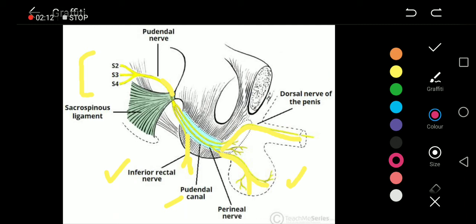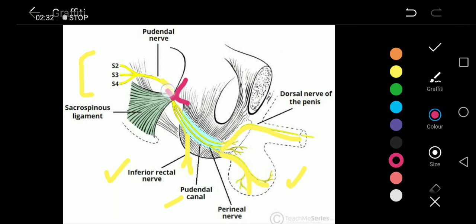Important clinical is the pudendal nerve block. So pudendal nerve block is better than a general anesthesia during vaginal operations. How is the nerve infiltrated? It is infiltrated near the ischial spine by a needle that is passed through the vaginal wall, and then it is guided by a finger.